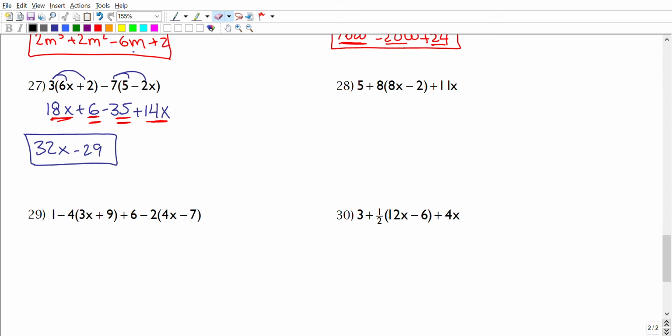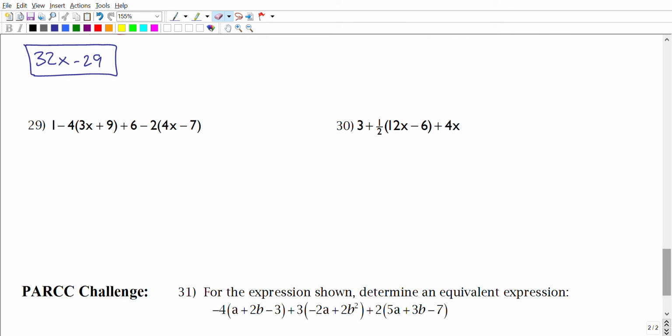So what I actually want to do here is skip to number 29, and then I'm going to have you try 28 on your own. But let's go ahead and move on to 29. This one here at the front, once again, I can't combine that with anything just yet because I have to distribute first. So let's go ahead and distribute our -4.